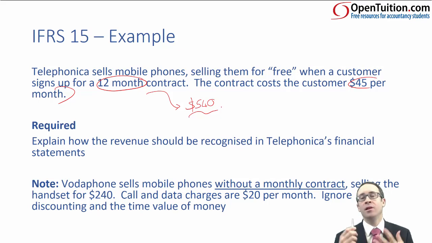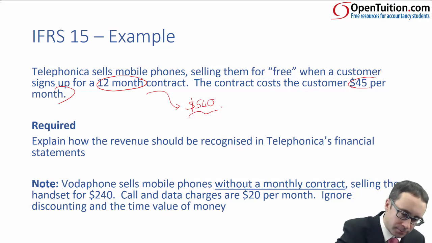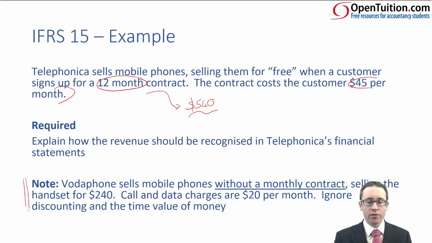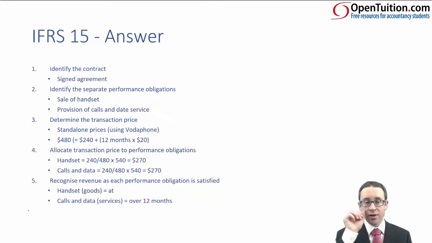Well, we look at the standalone prices. So that goes back to our old example again. Remember, Vodafone sold mobile phones without a monthly contract. The handset was $240 and call and data charges are $20 per month. So the phone was $240, the call and data $20 per month. $20 per month, 12 months is $240. So the total standalone price, I think, is $480. Okay, so let's have a look at the answer.